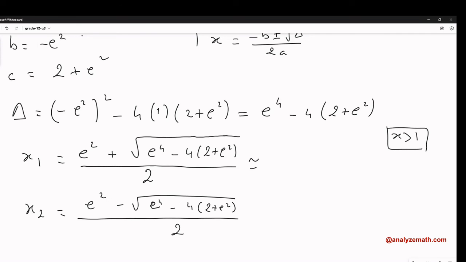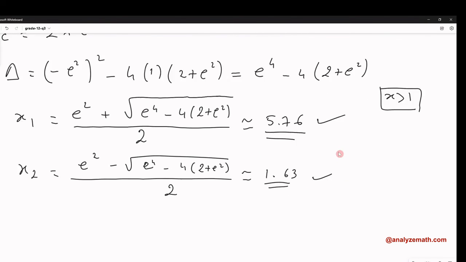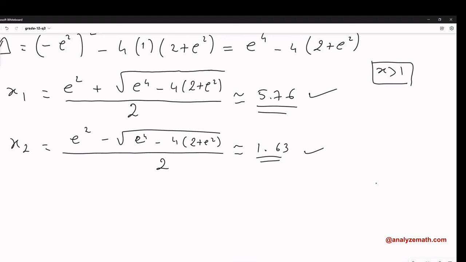Now we need to take a calculator and approximate these values. The first one is 5.76. This is greater than 1, so it's a good solution. The second one is approximately 1.63. Again, it's bigger than 1. It's a good solution as well. So the solution set is given by the two values 1.63 and 5.76.